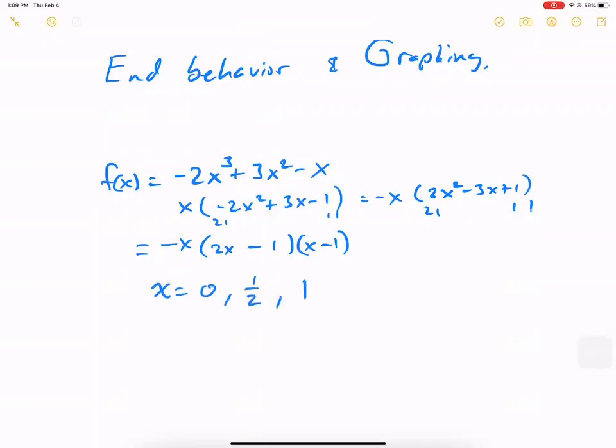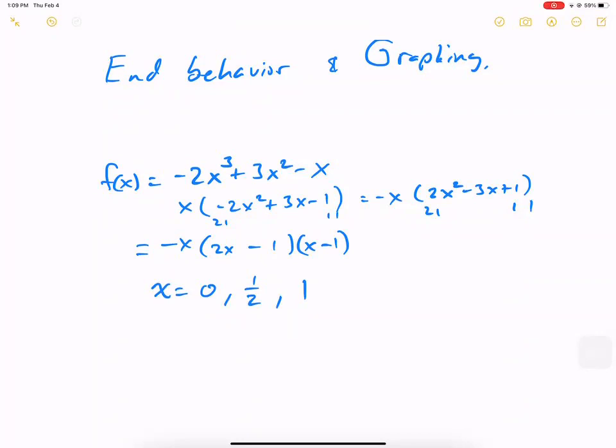Please make sure you are okay with these skills. Again, what we did was we factored it. In this case, I just took out the x. Not too terrible. Then, since it was x squared, I was able to factor that from algebra 1 and algebra 2. And we end up with these zeros.